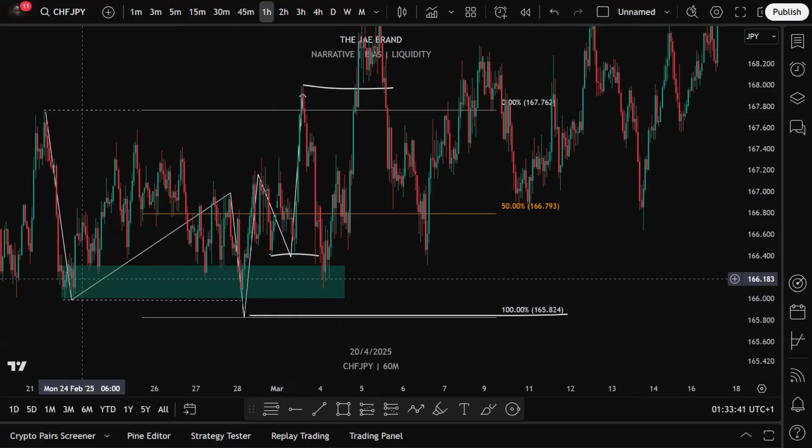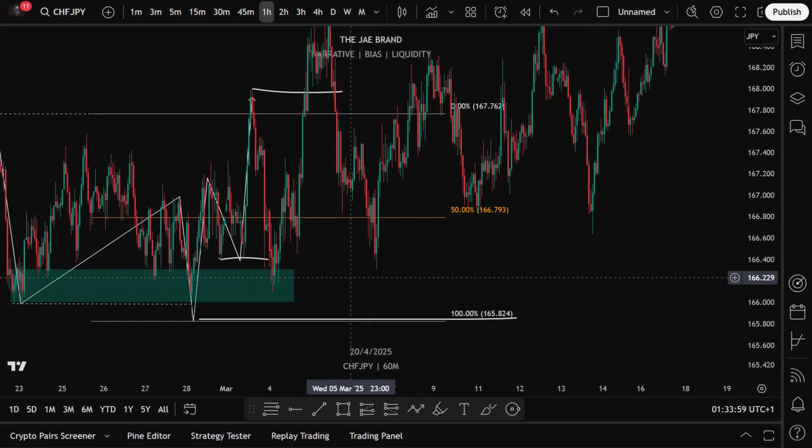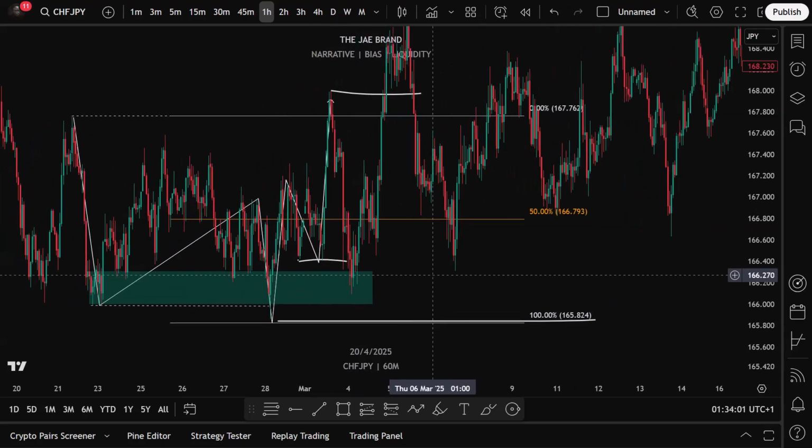Okay, in my next video, after I finish everything about liquidity, I'm going to do a video on POI. How to validate POIs, or how to spot valid POIs and use them correctly. Now that is that for this example.